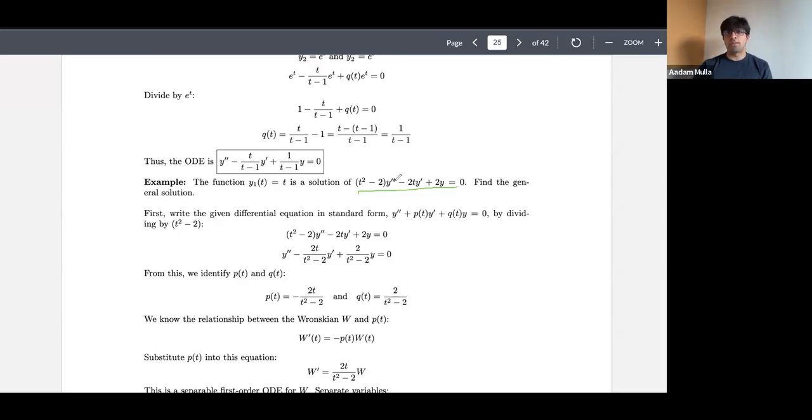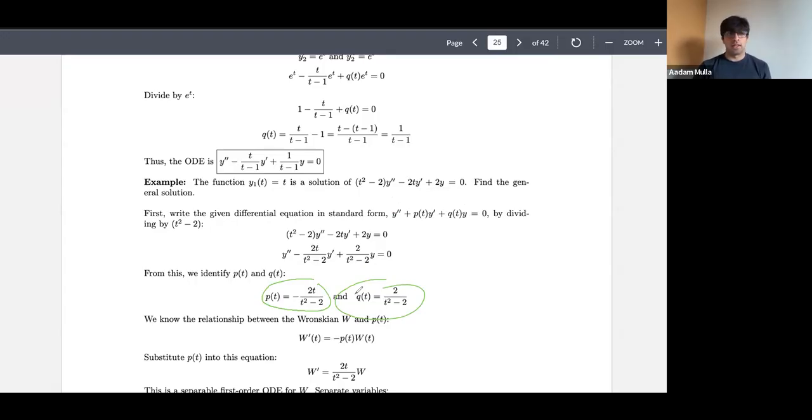The first thing, a big mistake people make, is they don't put it into standard form. Make sure, all this Wronskian stuff will only work if your original equation is in standard form. So we divide by t squared minus 2, and we get this, right? We divide everything up by t squared minus 2, and we're going in reverse. Now we can immediately identify p of t and q of t.